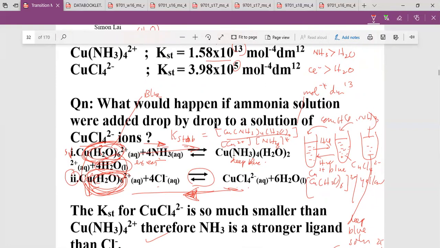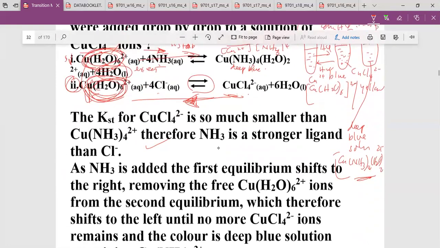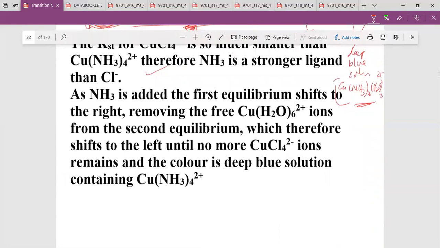So what happened? Equilibrium 2 will shift backwards, removing the free copper hexaaqua from the second equilibrium. So there is no more of this yellow coming from there, and the yellow color will disappear. And of course, as more ammonia is put in, the first equilibrium shifts to the right and will give you the deep blue color of your solution here. Of course, I forgot to put the water.